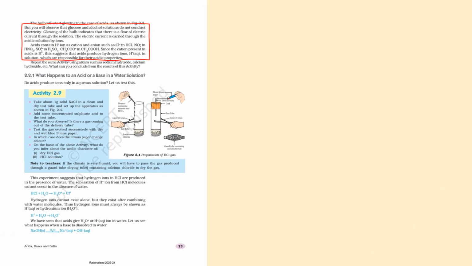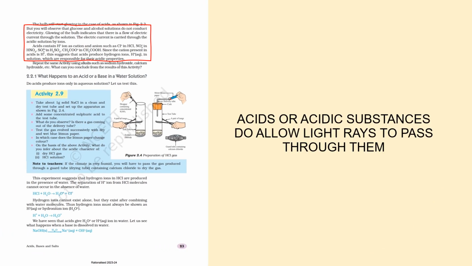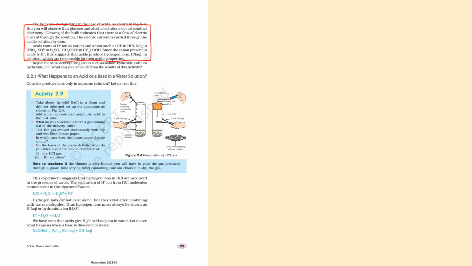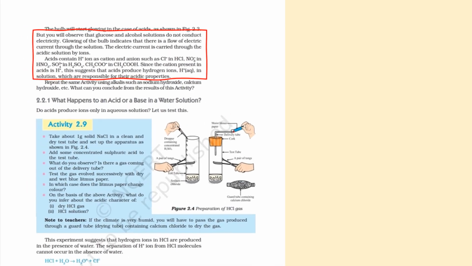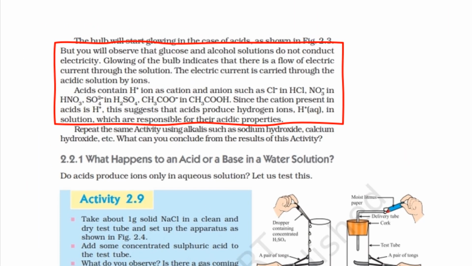So, we can conclude that acids or acidic substances do allow electricity to pass through them. Now, the question is why, and why not for other substances? The reason is acids contain H+ ions, that is the hydrogen ions as cations, and anions such as the chloride ion in hydrochloric acid, the nitrate ion in nitric acid, the sulfate ion in sulfuric acid, and so on. Since the cation present in the acid is H+, this suggests acids produce hydrogen ions in a solution, and this is actually responsible for the acidic property.